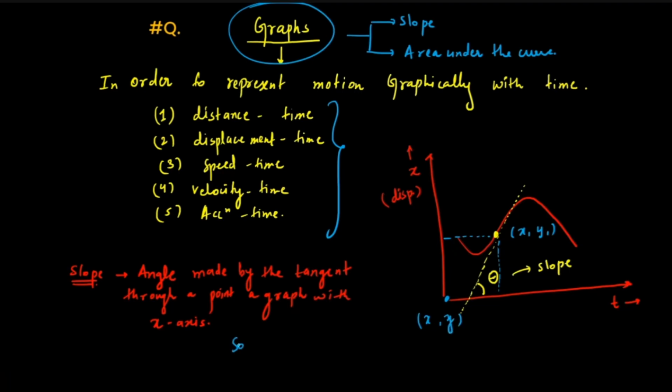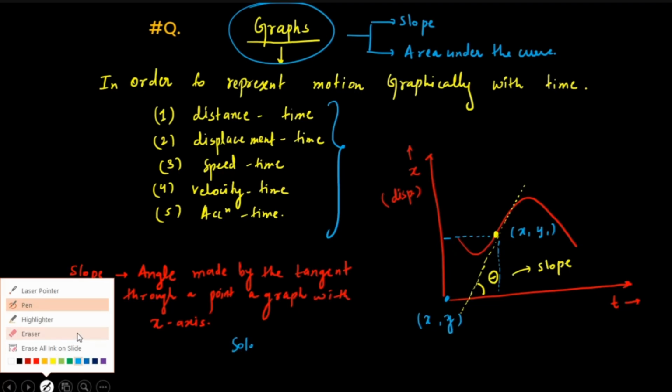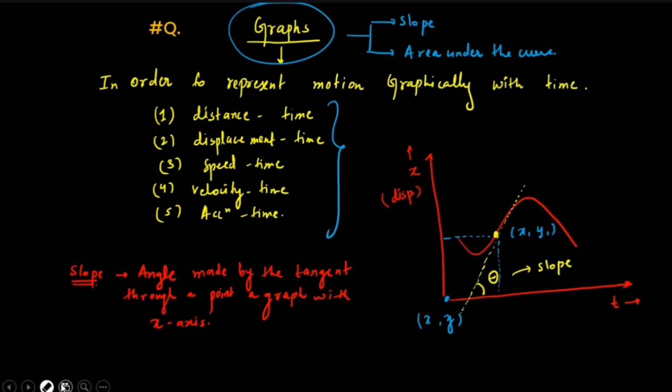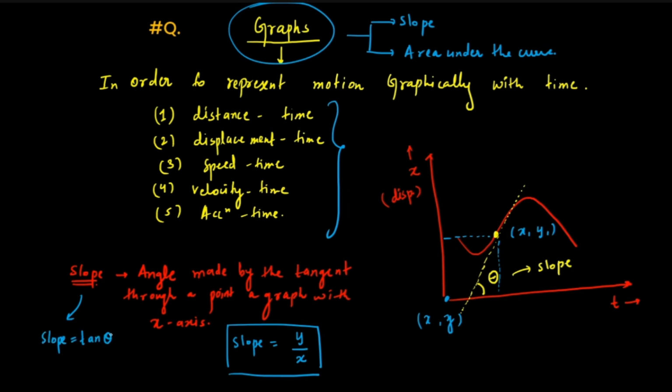So the slope, as you already know, is rise over run. What is the rise? Y. What is the run? X. So slope is given by this. Or we can also remember that slope is tan theta. Whatever formula you would like to use, you can use in order to find the slope from any type of graph. That is an important part.